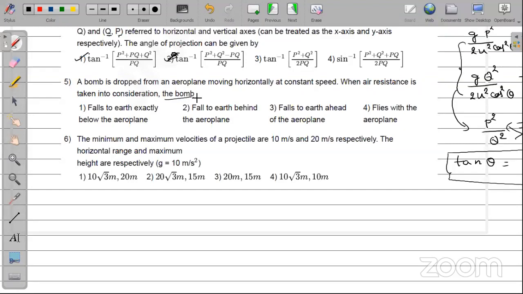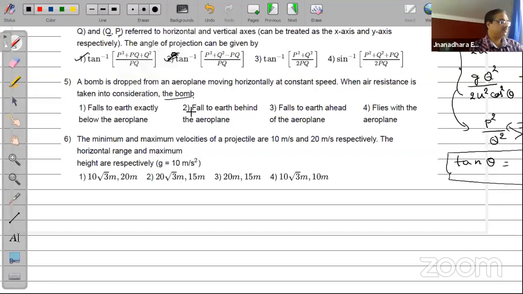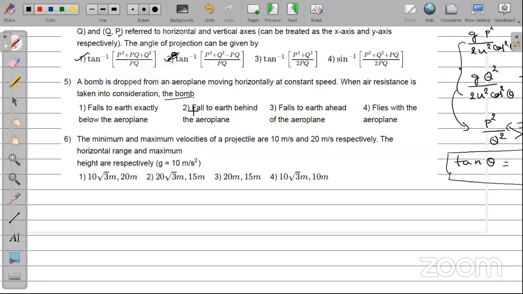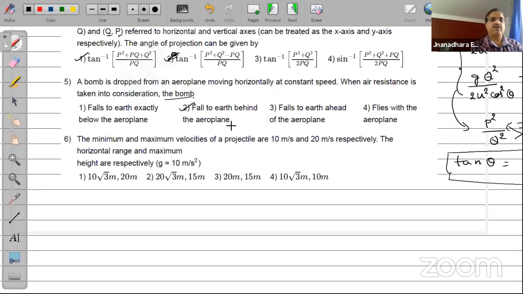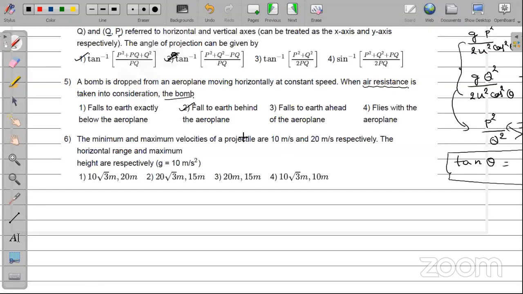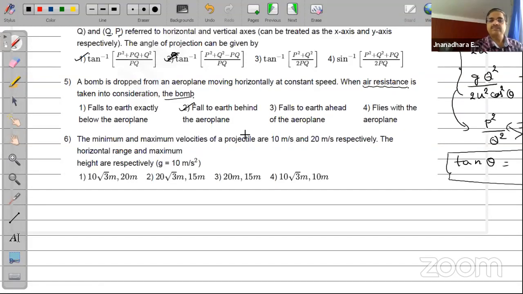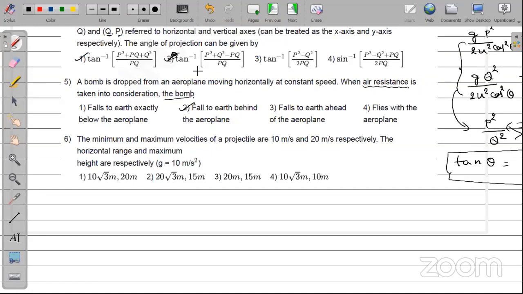Read all the options and see what you get. Option 2, sir. It falls behind the aeroplane. Very nice. Because I'm considering the air resistance. Otherwise, the bomb would have dropped exactly below the aeroplane.